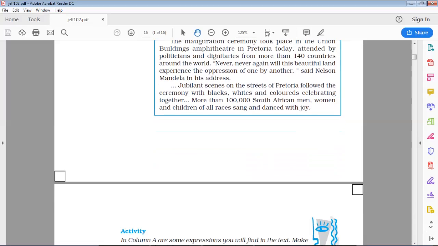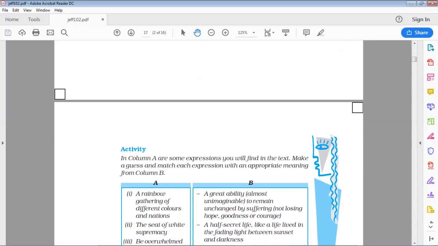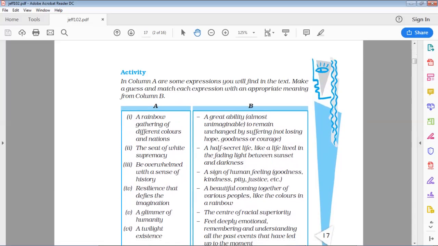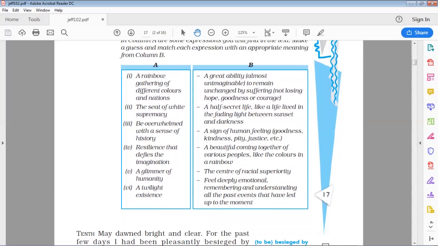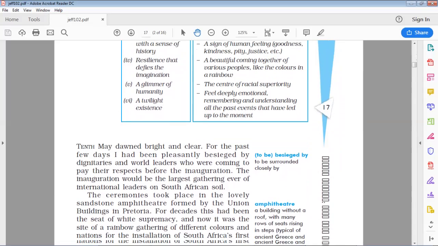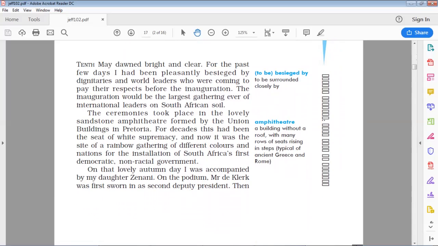He was the first Black president of South Africa. So this is the activity. You have to match the sentences. This you could do yourself. You have to brainstorm and then do the answers. Now, from here the lesson starts.